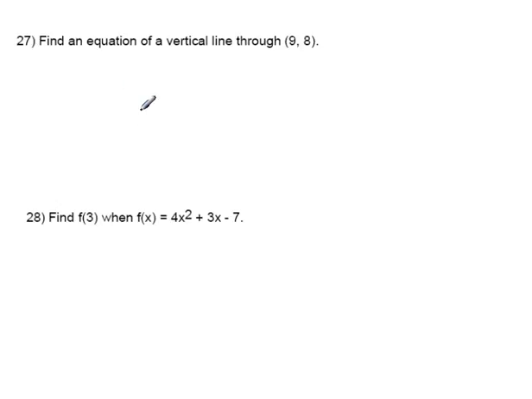Number 27 says find an equation of a vertical line through the point 9, 8. Recall that we said horizontal and vertical lines are special lines, and we need to remember those equations. So a vertical line, if you recall, is x equals some number. Well, when we want to go through a specific point, what is the x? Well, x is 9, so that's the equation of the line, x equals 9.